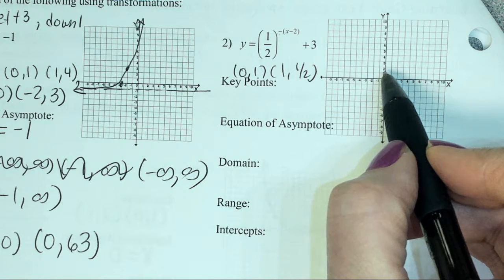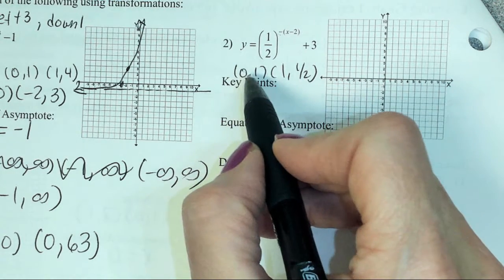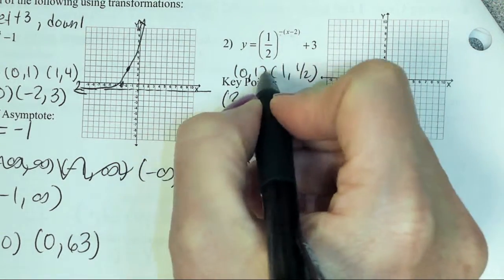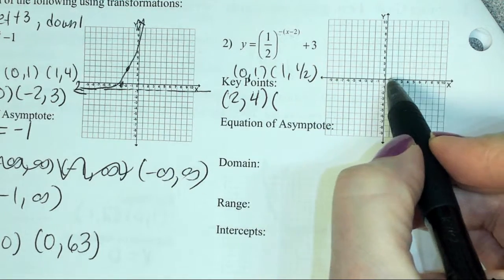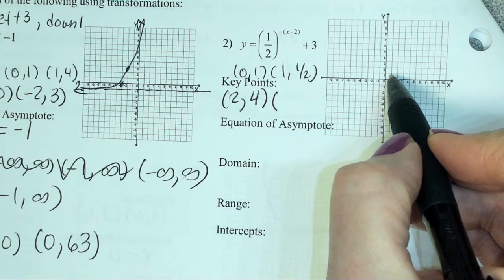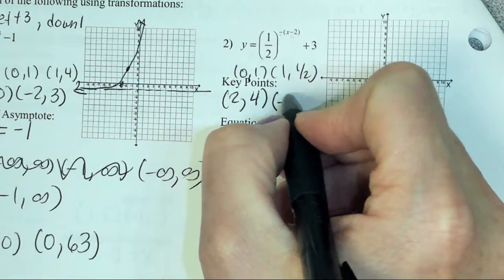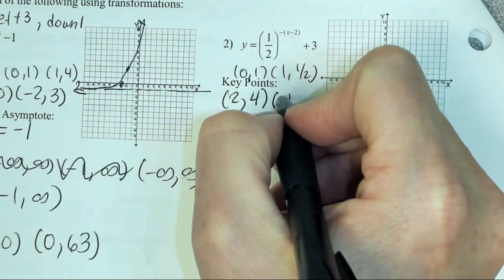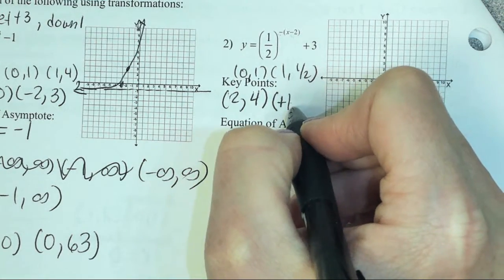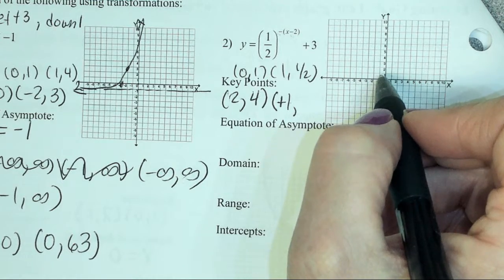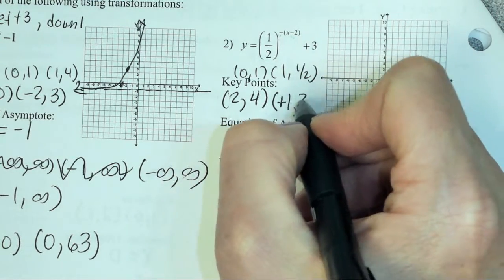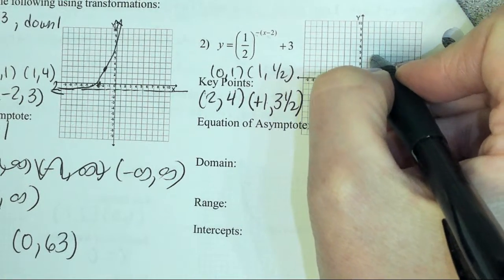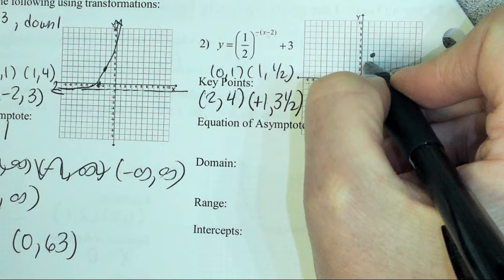So if I reflect over the y-axis, that changes my x. So if I'm at 0, 1 and I reflect over the y-axis, that doesn't change this, does it? But I also have to go to the right 2, and I have to go up 3. If I have 1, 1/2 and I reflect over the y-axis, I'm going to go to negative 1, but I also had to go to the right 2, so now I'm back to positive 1. And my 1/2 is now just going to be up 3 more. So these are going to be my key points. 2, 4, and 1, 1.5, 3.5.